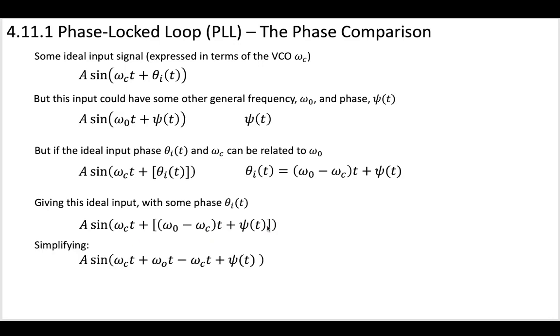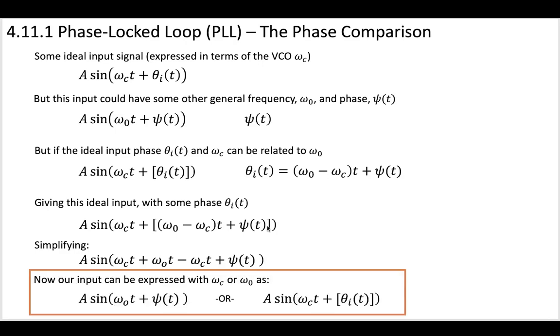So simplifying this even more, we remove those terms, because these two things are going to cancel. We can express our input in two different ways. We can express our input based on either some frequency that's not the same as our VCO frequency and a phase, psi t, or we can express our input as the VCO carrier frequency plus some input phase that is based on that other frequency that was received.